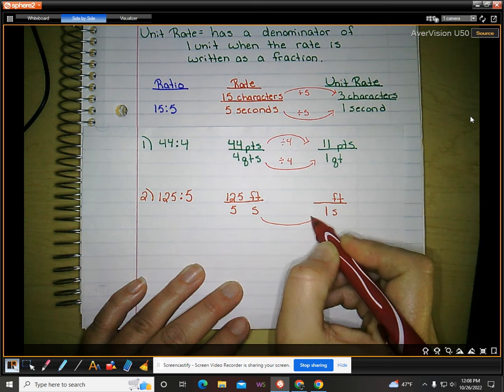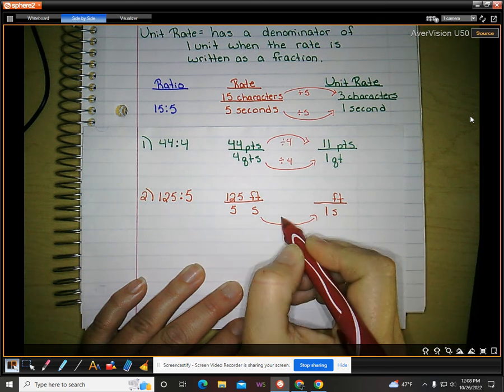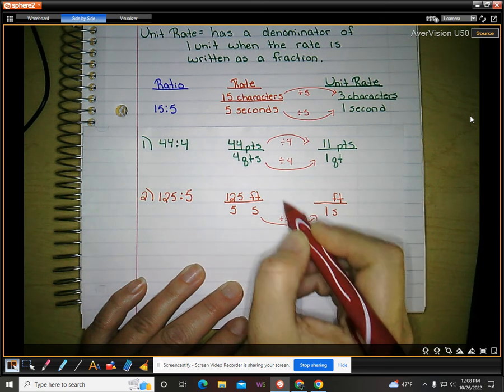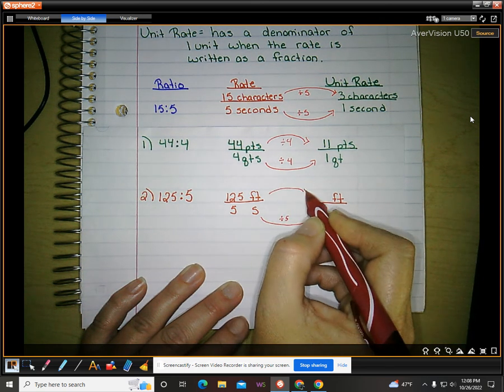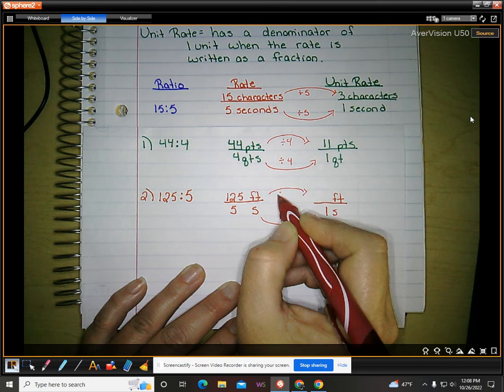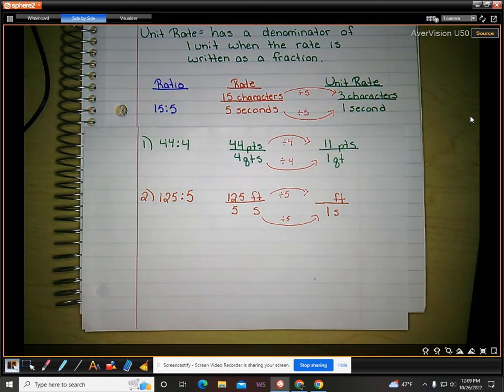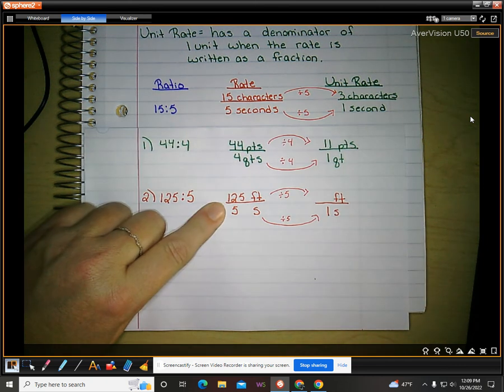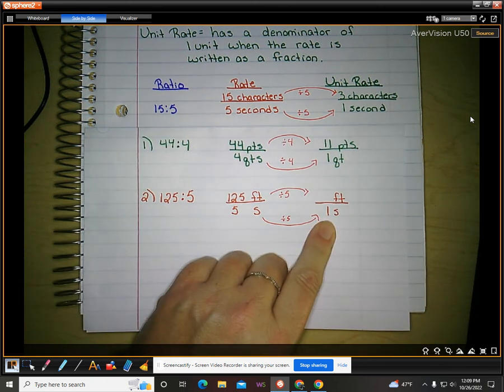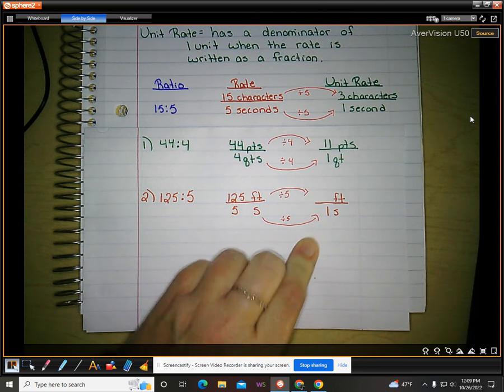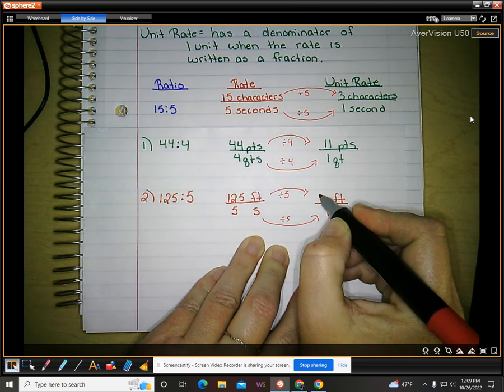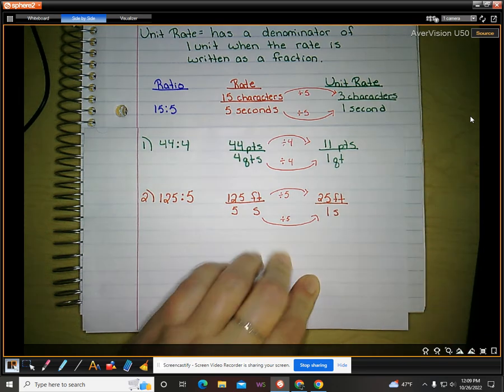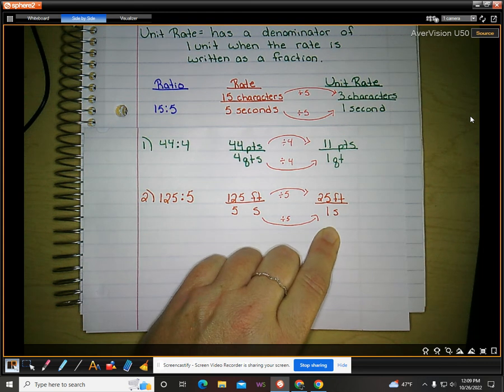So, Mateo, what do I have to do to change 5 to 1? Divide by 5. And if I divide the denominator by 5, what am I dividing the numerator by? Perfect. Okay, we know how fast this animal is running in 5 seconds. We want to find out how fast it's running in 1 second. So, Mateo, how fast is this crazy animal running in a second? 25 feet. That's a unit rate because the denominator is 1.